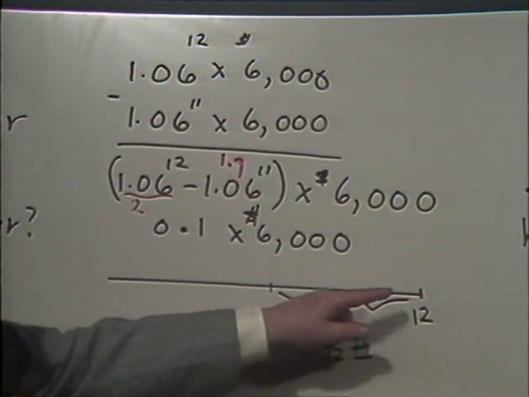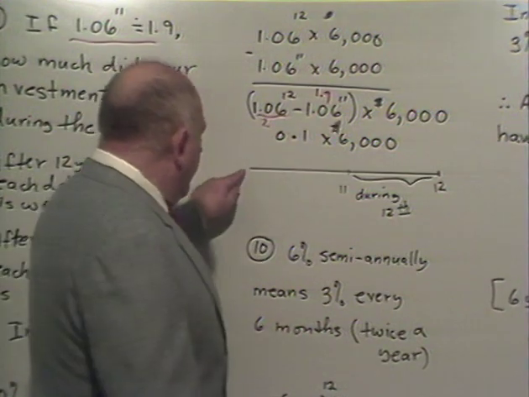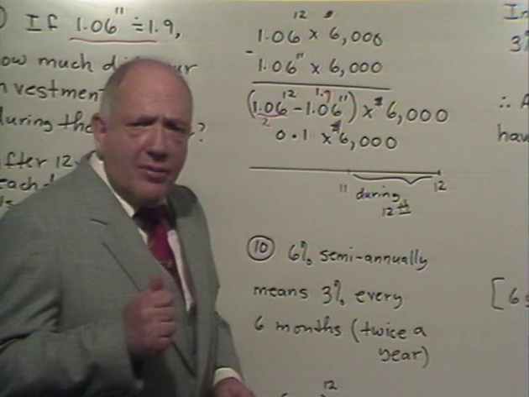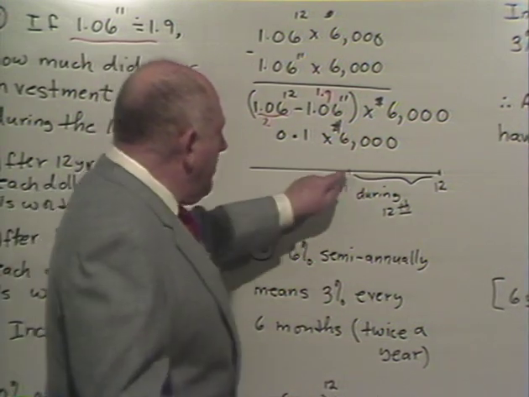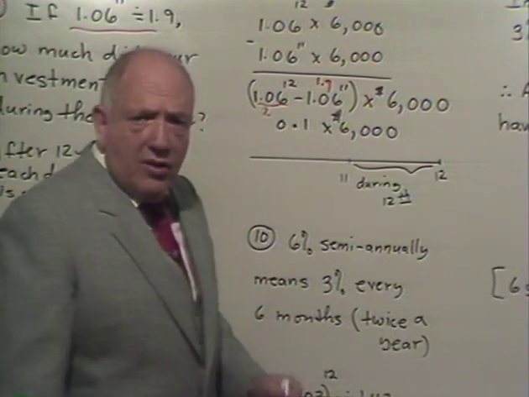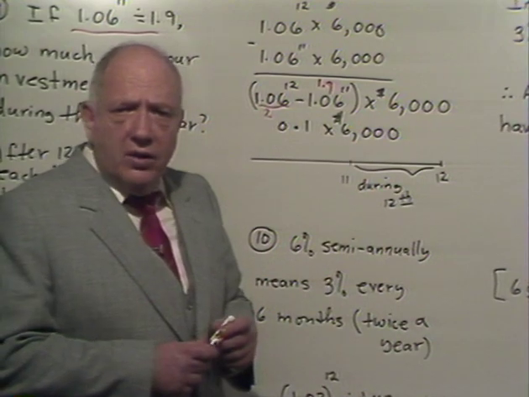And all I did over here was draw a very non-fancy diagram to indicate what's meant by during the 12th. From the beginning to 12 is what happens during 12 years. From here to here is what happens during the 12th year. Don't confuse 12 years with the 12th year.